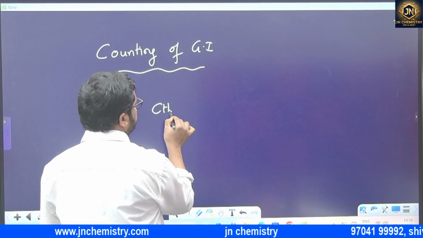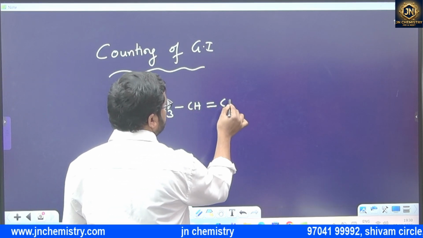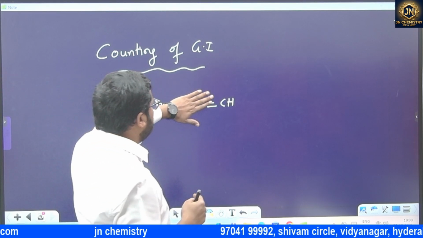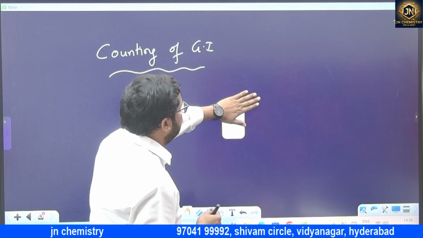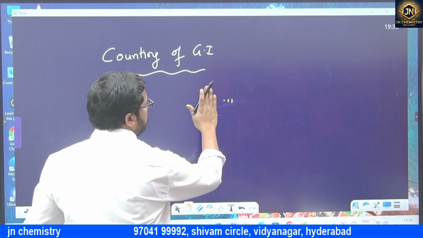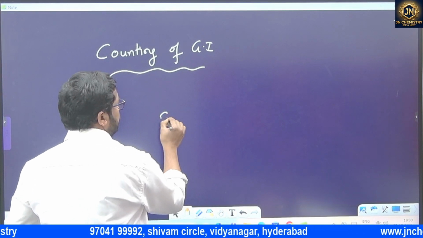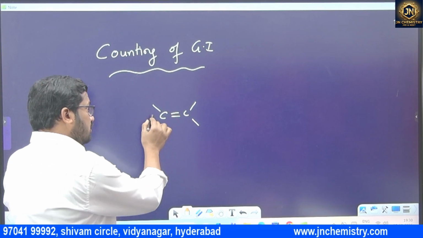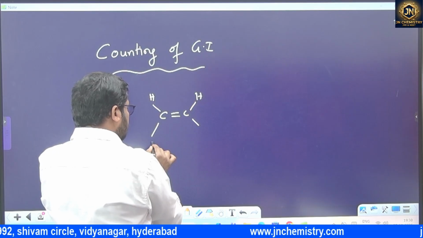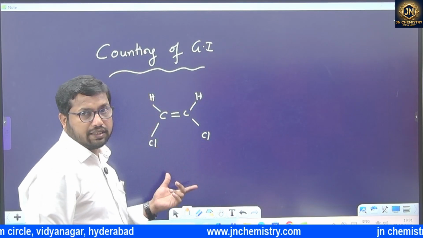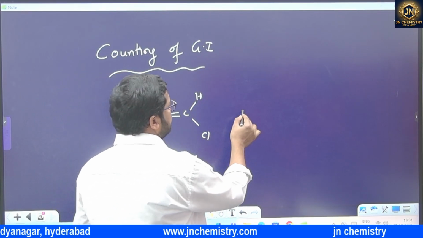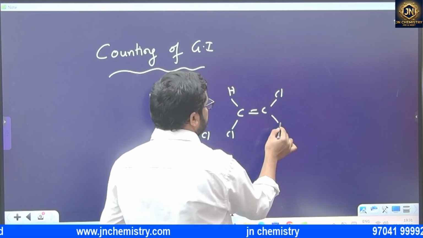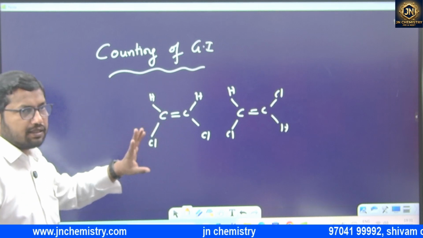Imagine, for example, CH3, CH double bond CH. If only one double bond is there, cis and trans are possible, right? For example, hydrogen, hydrogen, Cl, Cl, same. Cis and trans are possible. This is easy, right? If one is there, cis and trans are possible.